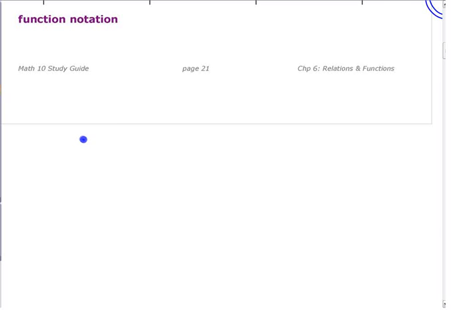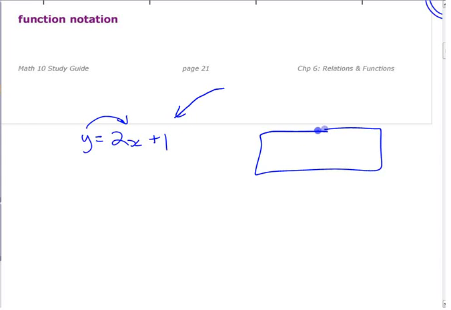But all it is, let's say we had a rule for a function that was 2x plus 1, where y is related to x. Sometimes what people will do is they'll name this rule, right? This rule, if you wrote it out with words, would be multiply by 2, then add 1, right? They like to give a name to that.